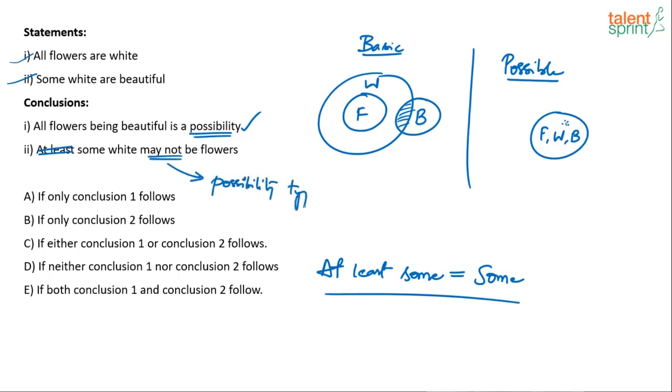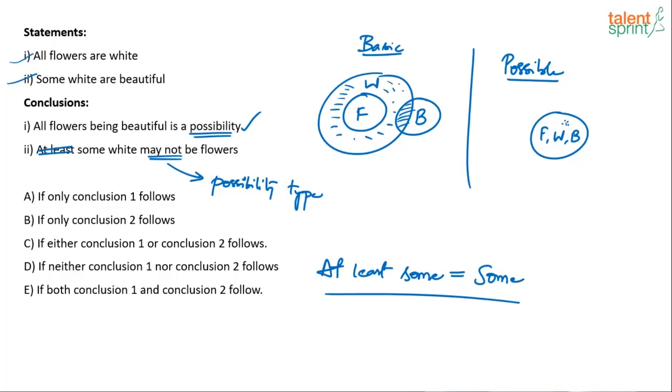Right? It's a possibility type conclusion. It's not a definite type conclusion, right? It's a possibility type of conclusion. He says some white may not be flowers. Yes. If I look at the basic diagram, these whites are not flowers, right? Possible. It's possible. Right? It's possible. Yes or no?